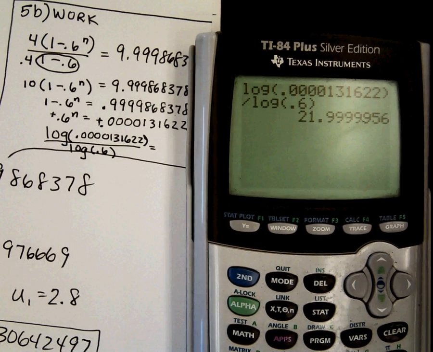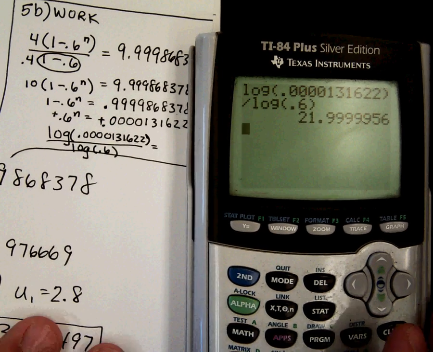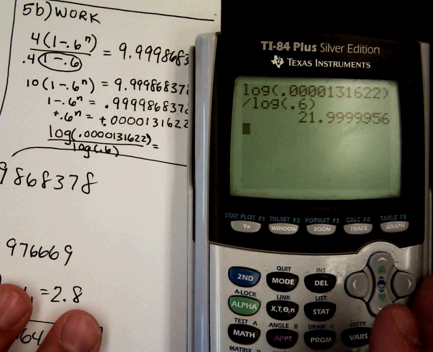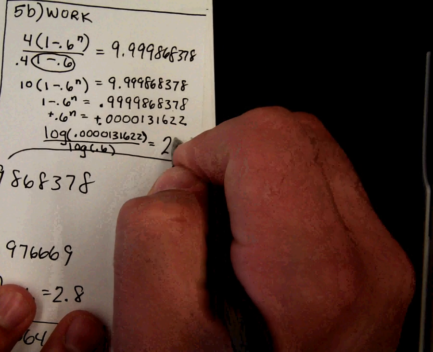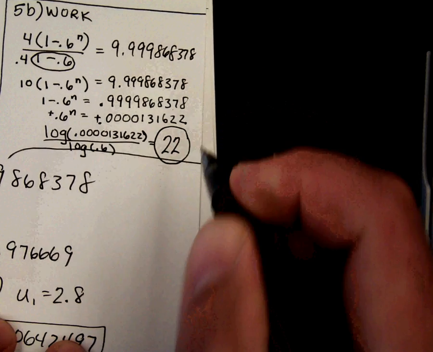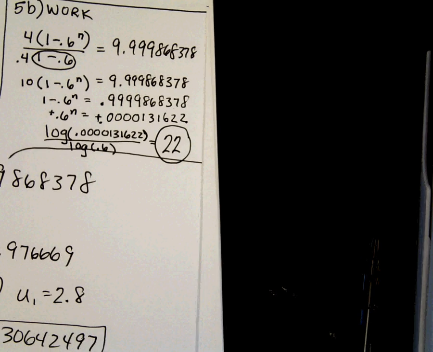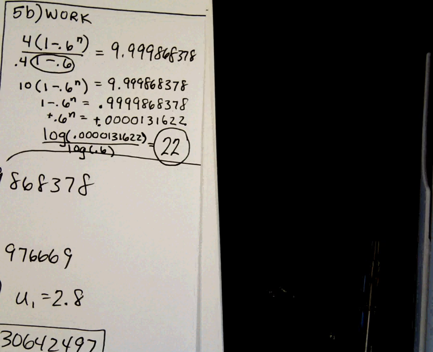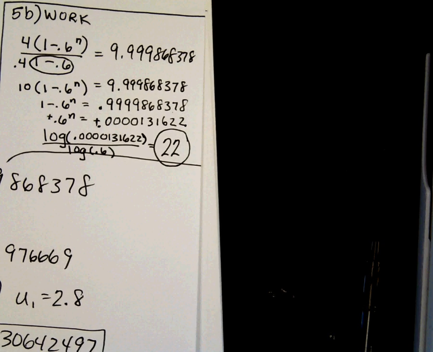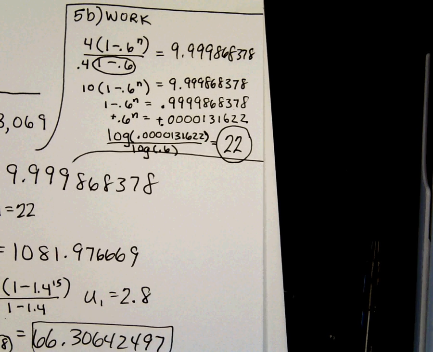You get 21.99999999999. So how many terms do you think there are? 22. We were even very careful putting all those decimal places in, and it still didn't give us the whole number 22, but it was pretty close. All right? So there are 22 terms in that series.